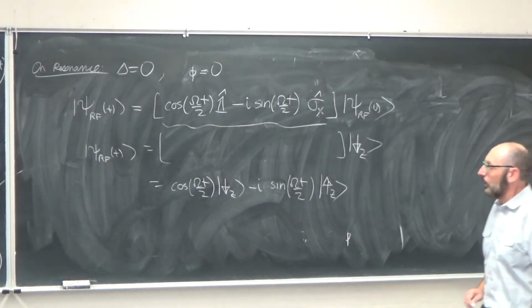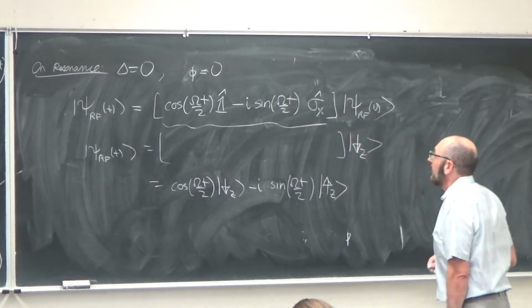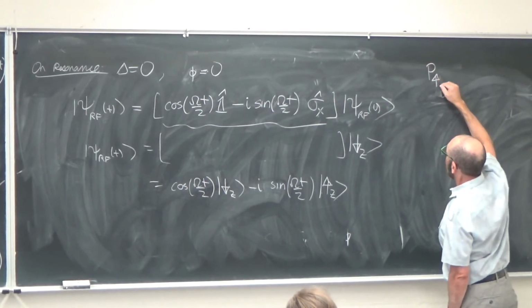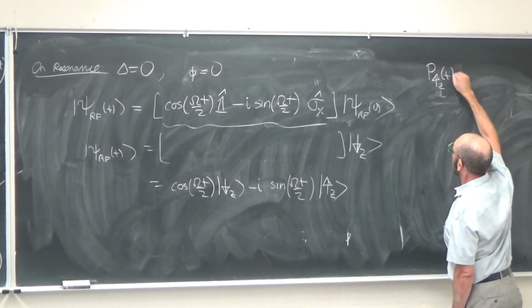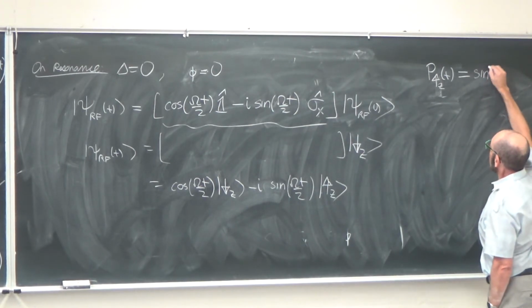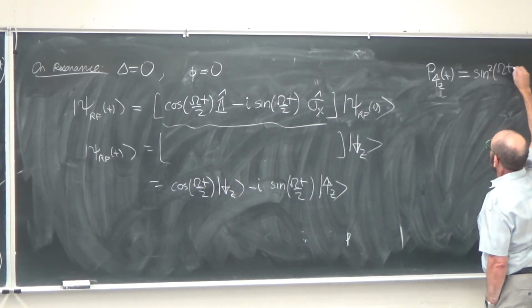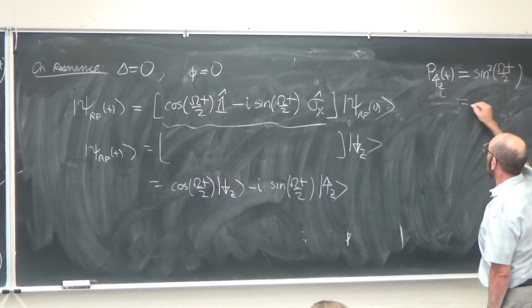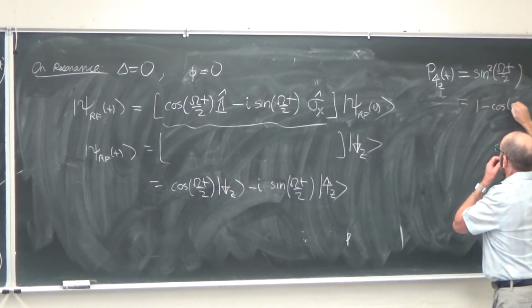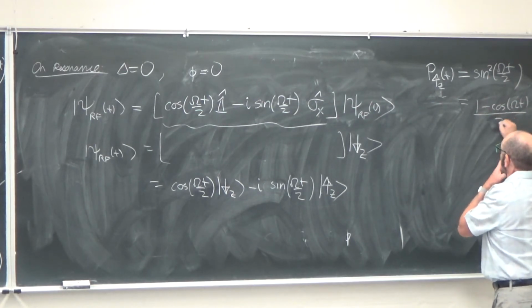Okay. So we've solved the problem for that specific case. So now, for example, if I ask you what is the probability to be up along z as a function of time, what is the answer? Sine squared of omega t over 2, which is equal to 1 minus cosine omega t over 2.